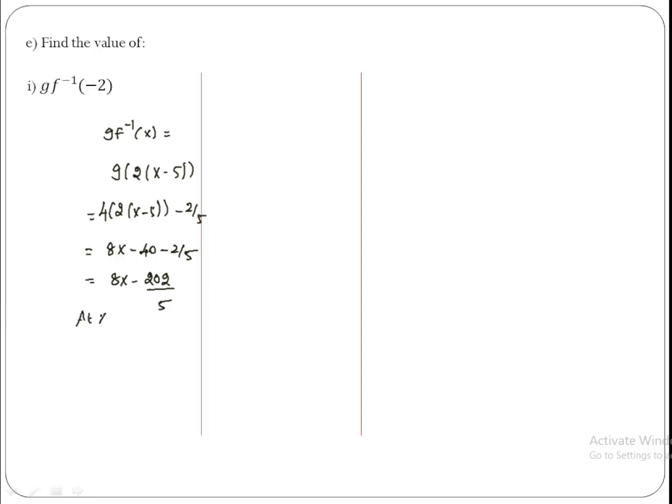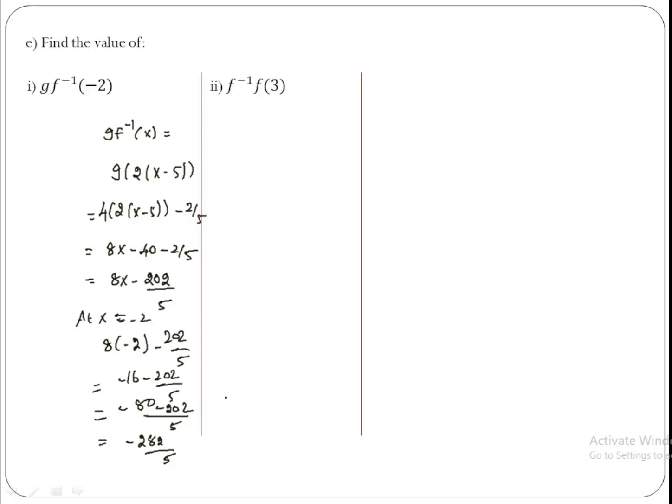So at x equal to minus 2, 8 times minus 2 minus 202 by 5. This is minus 16 minus 202 by 5. Then while taking LCM, we get minus 282 by 5. So our answer is minus 282 by 5. Okay, that's all.